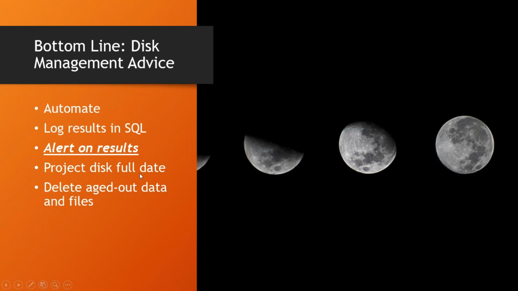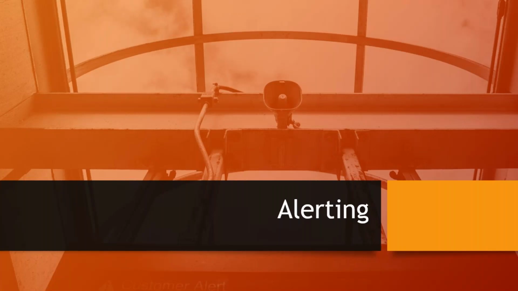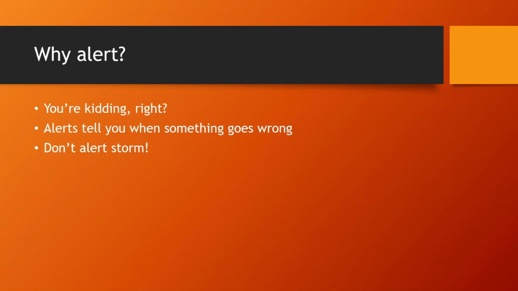Alert on your results. We already talked about projecting. When is the disk going to be full? How much more do we need? And as always, whenever you log information, make sure you're aging out old information. You don't want to come back 4 years later and find that you have half a terabyte of disk space information, right? And finally, alerting. And I know we've only got a couple of minutes left.